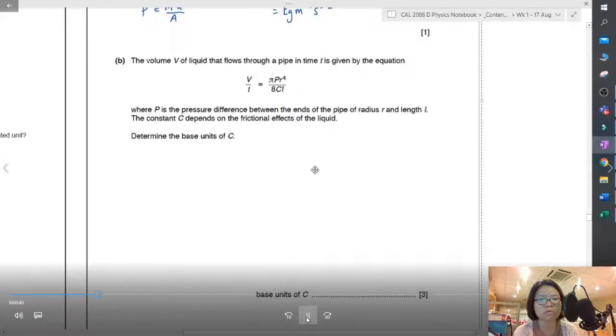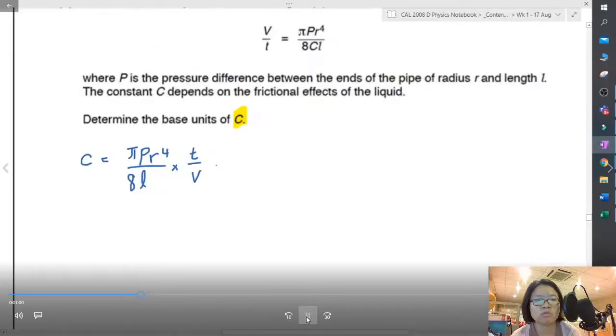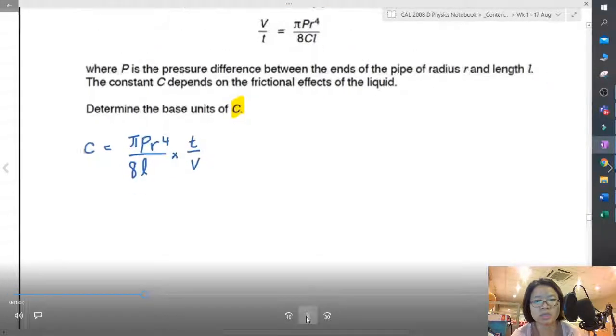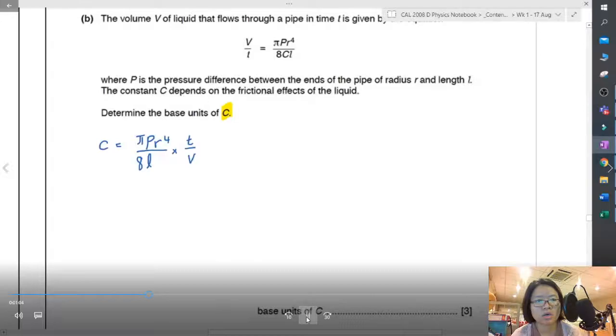The volume of the liquid that flows through a pipe in time t is given by this equation, where P is the pressure difference and R is the radius and length L. Constant C depends on the liquid. So to find the base units for C, I will rearrange the equation first. I'm just going to take V over T and bring it over to be T over V.